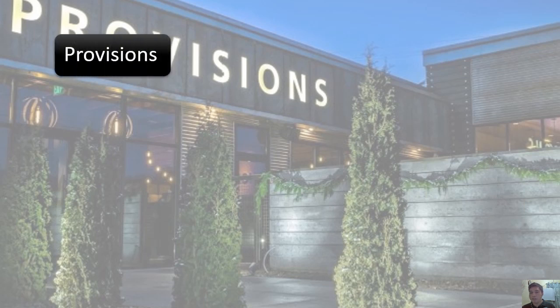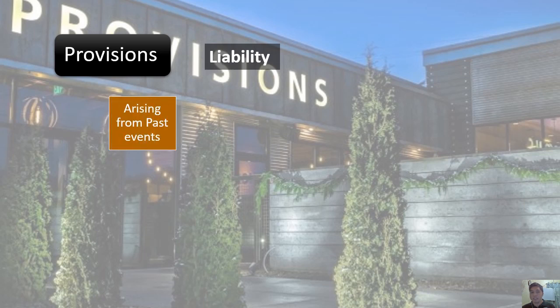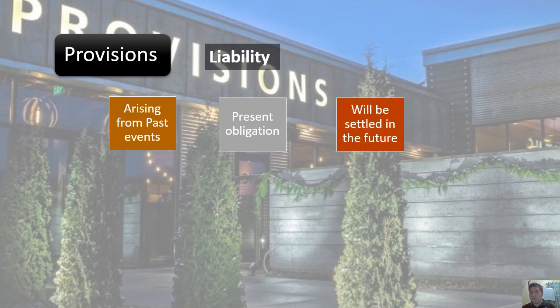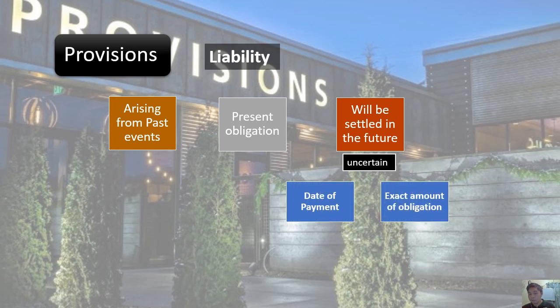So before we proceed to the accounting for provision, I just want you to know that provision is a kind of liability. Liability because it meets the requirements defined by the International Accounting Standards Board, such as it arises from past event, it's also a present obligation, and it will be settled in the future with some uncertainties or defects. So these are the defects of the provision. So under provision, there is uncertainty as to the date of payment and as to the exact amount of obligation.